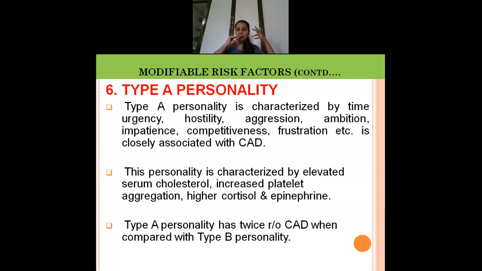While these type B personality people are quite relaxed. Full time, they are very easygoing and they don't have any time urgency. They try to be very cool. I'm not saying that type A personality people are very bad. No, type A people want to do things on time and they are very competitive. So their nature itself is making them high risk for coronary artery disease.